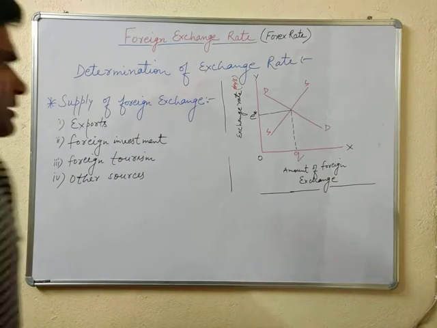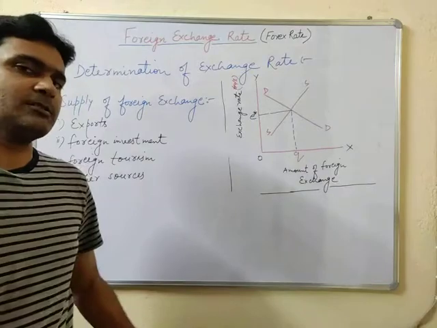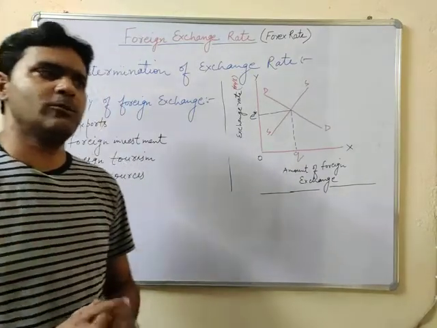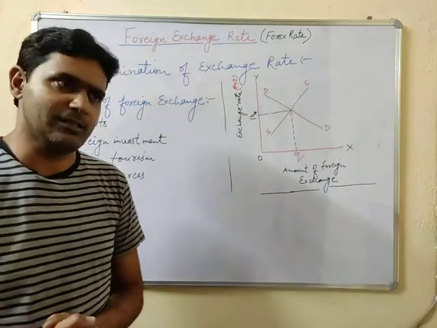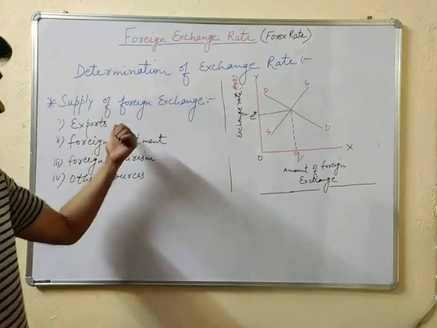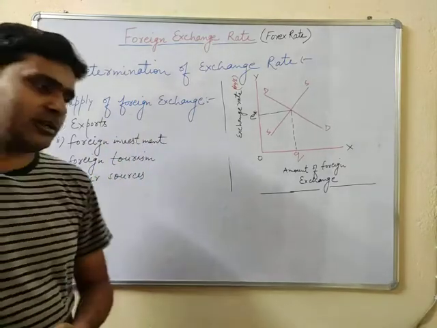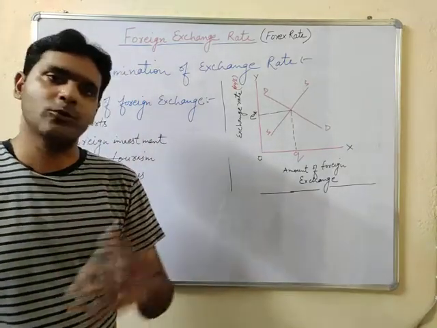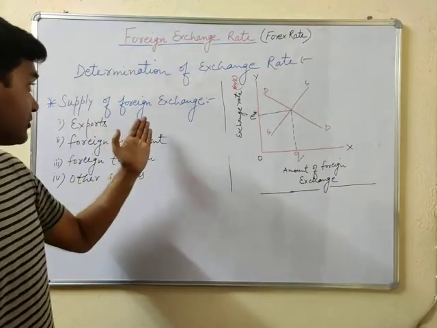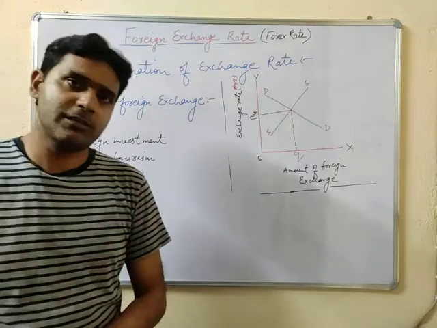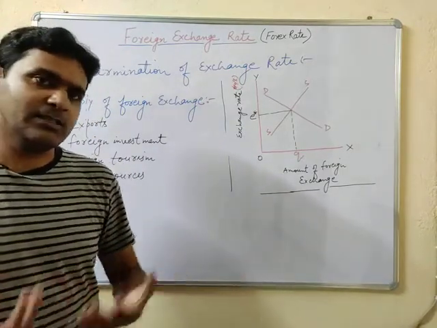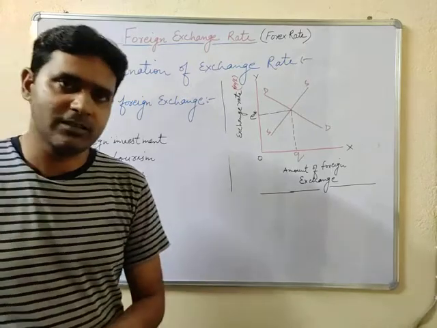Now as far as the supply of foreign exchange is concerned, there are certain factors which are responsible for an increase in supply of foreign exchange, and they go as follows. First one, just opposite to the demand for foreign exchange, where imports were there, exports will be here. Exports will increase the supply of foreign exchange. If our exports increase, definitely we will receive the payment in foreign exchange, so its supply will increase.